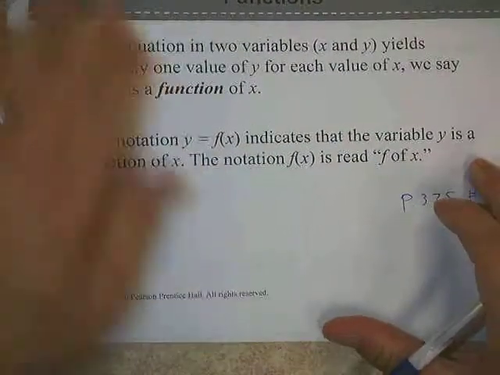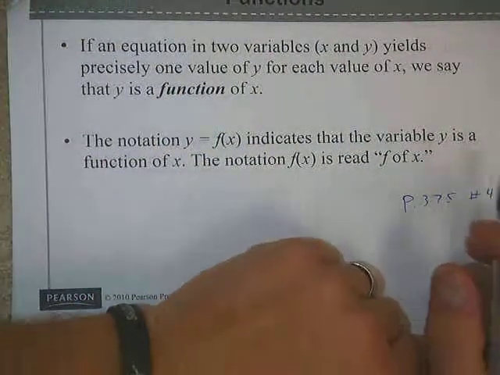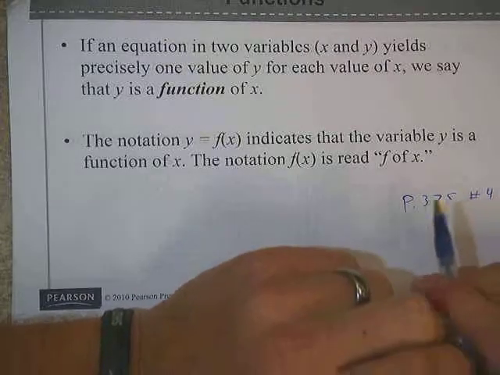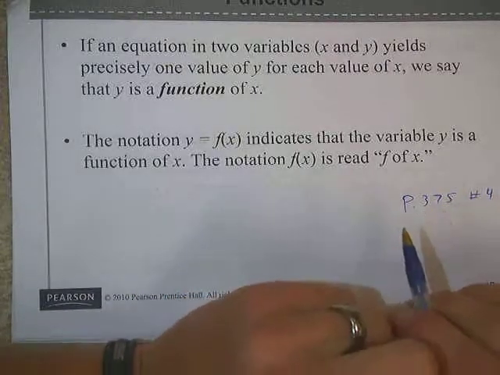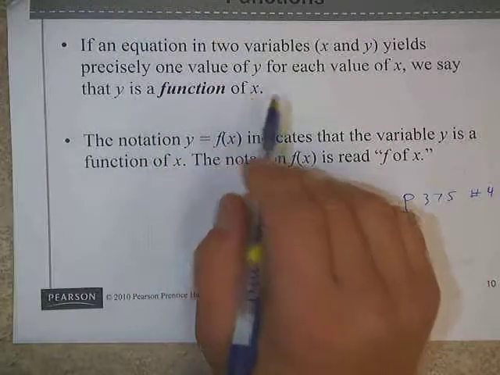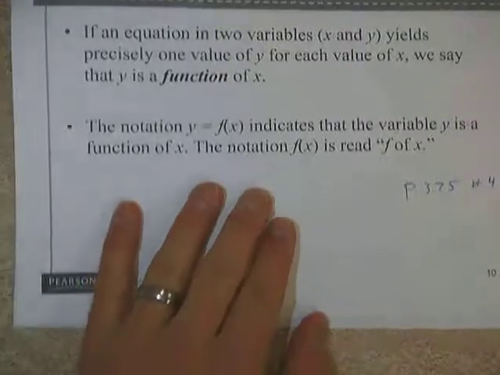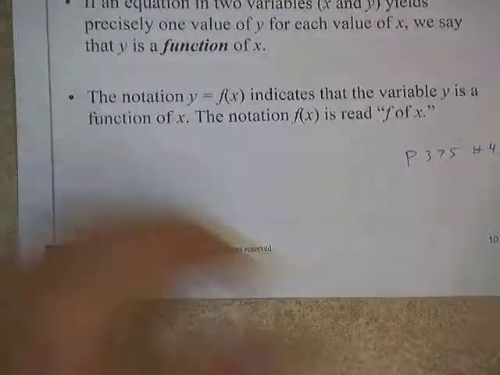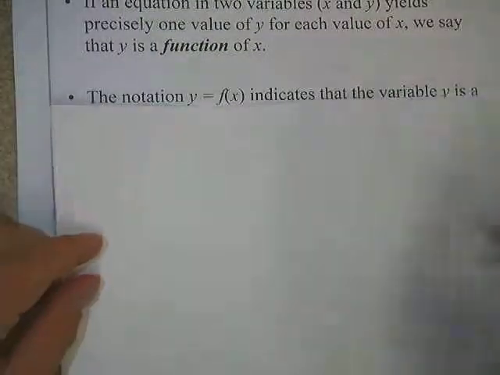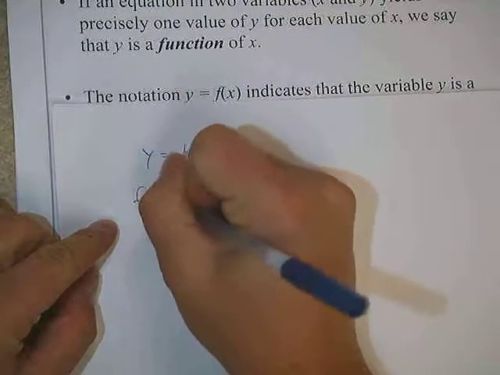Okay? So carrying on then, we're going to look next at the definition of a function. Okay? A function is an equation in two variables that yields precisely one y value for each x value, and we say that y is a function of x. Okay? We're going to talk a little bit more about this definition in a minute, but before we do that, we're going to look at this idea of function notation.